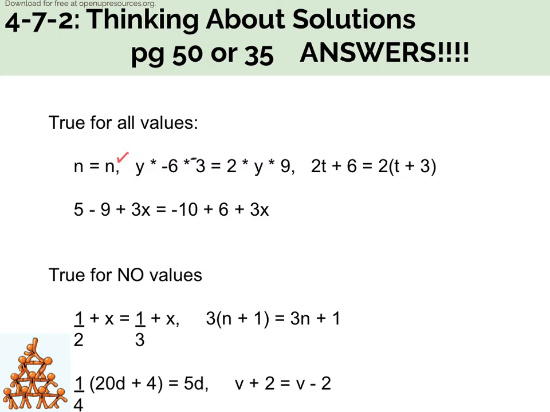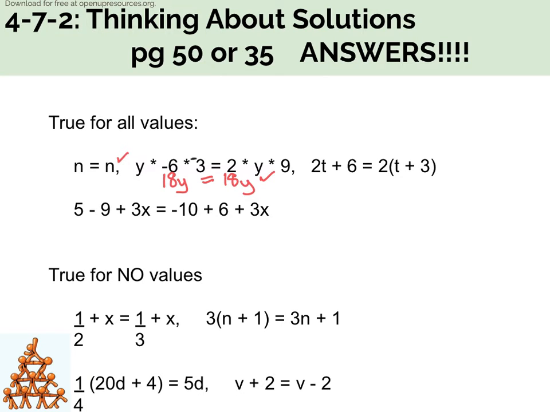Let's do negative 6 times negative 3. Negative 6 times negative 3 is 18. And we also have it multiplied by y, which is 18y. Let's simplify the right-hand side. What's 2 times 9? That's also 18. And then multiply by y. Is 18y equal to 18y? Is this true? Yeah, so that means it's true for all values.